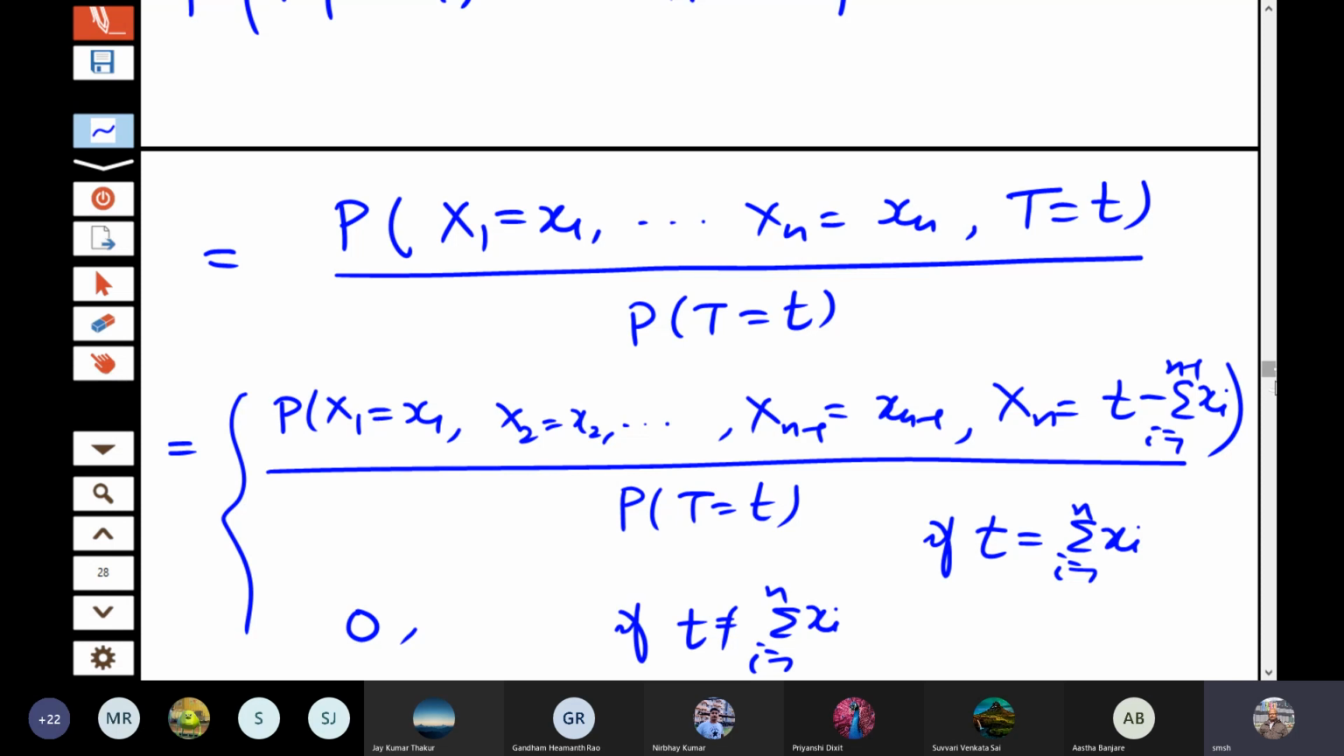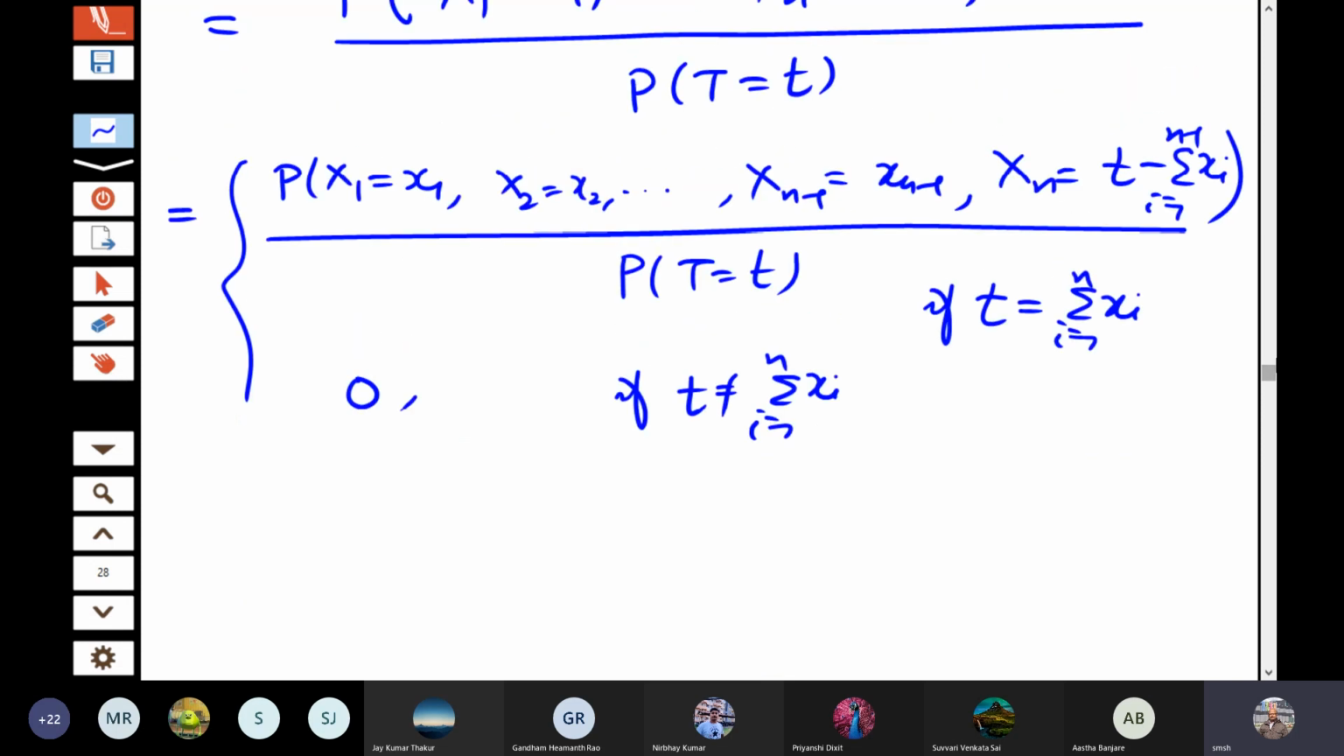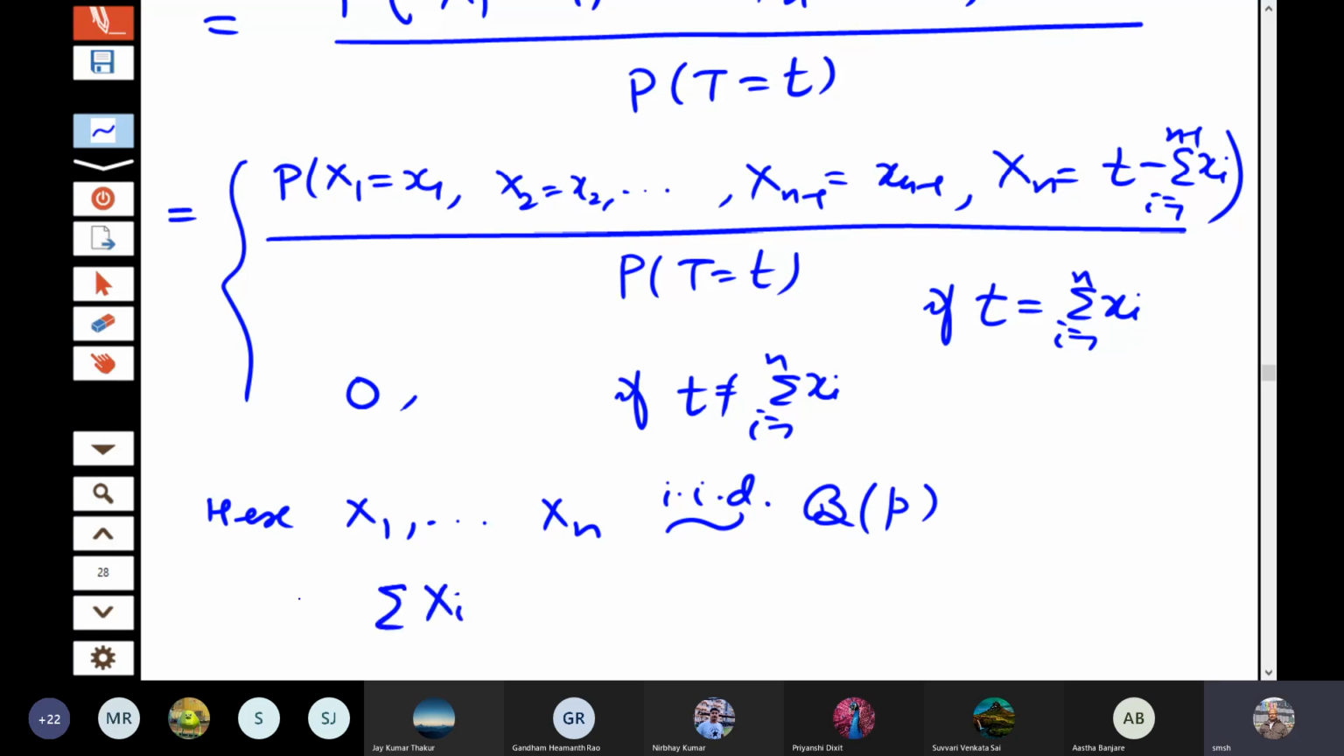Here I have taken x1, x2, xn to be a random sample. That means they are independent and identically distributed random variables. So in the numerator I have this joint probability. This will become the product of the individual terms. Here x1, x2, xn are IID Bernoulli p. So sigma xi, that is T, follows binomial n, p.